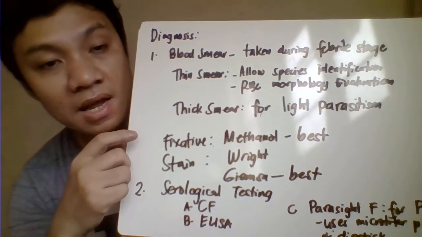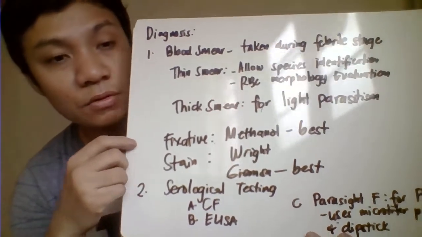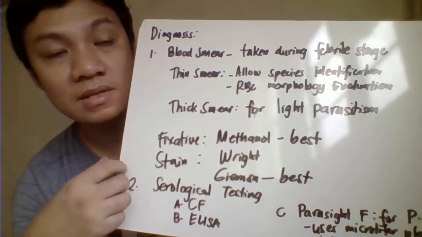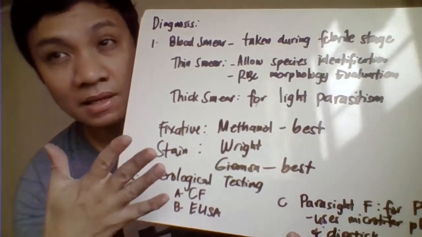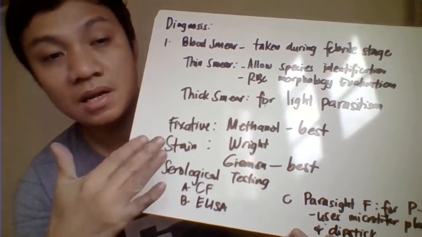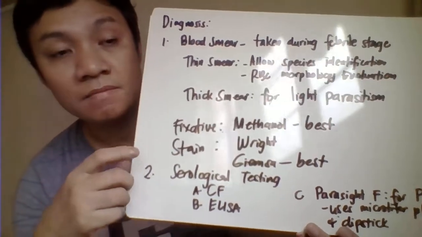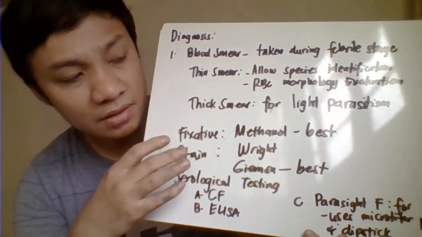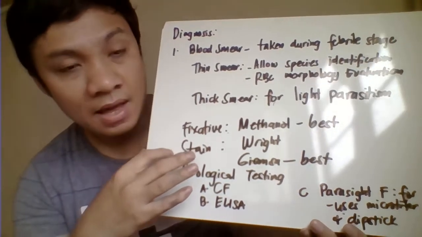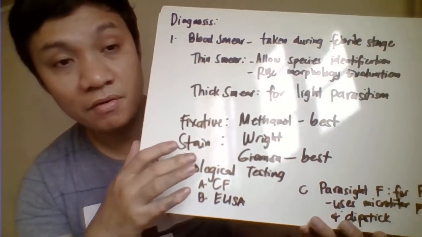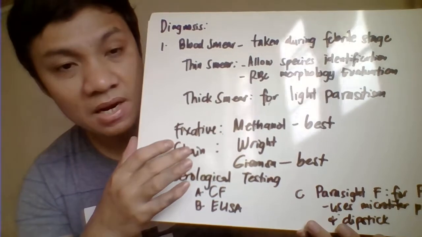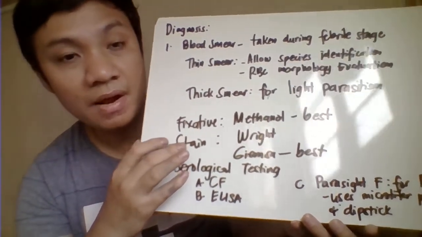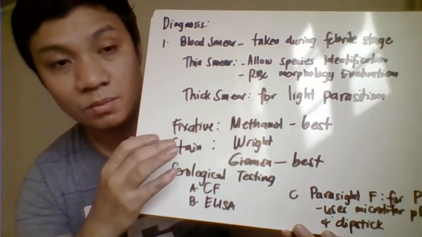Okay, the thick smear on the other hand allows you to recover here the parasite even if it is in a light parasitism, or meaning the parasitic load on the patient is very low, and they're still able to recover it if you're having the thick smear. After that, you try to fix with your methanol. Okay, and that's the best na fixative for your smear for the malaria parasite identification. And the stain here, you could have the Giemsa, but the Giemsa is the best one.